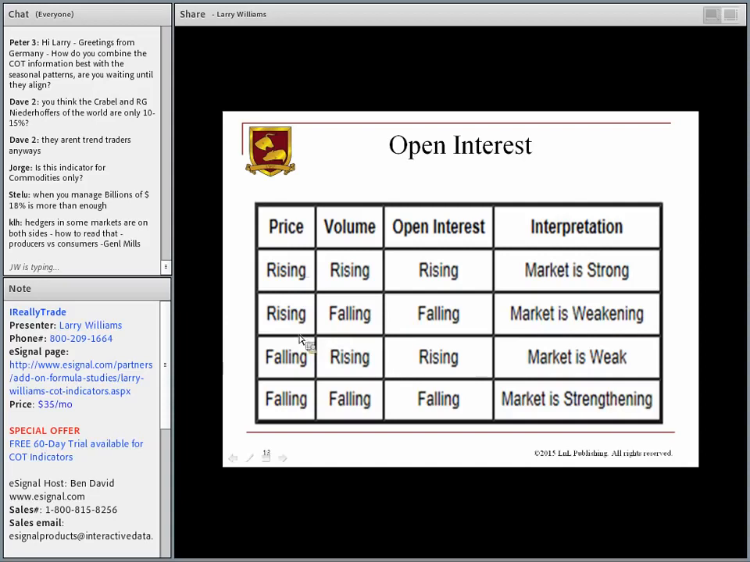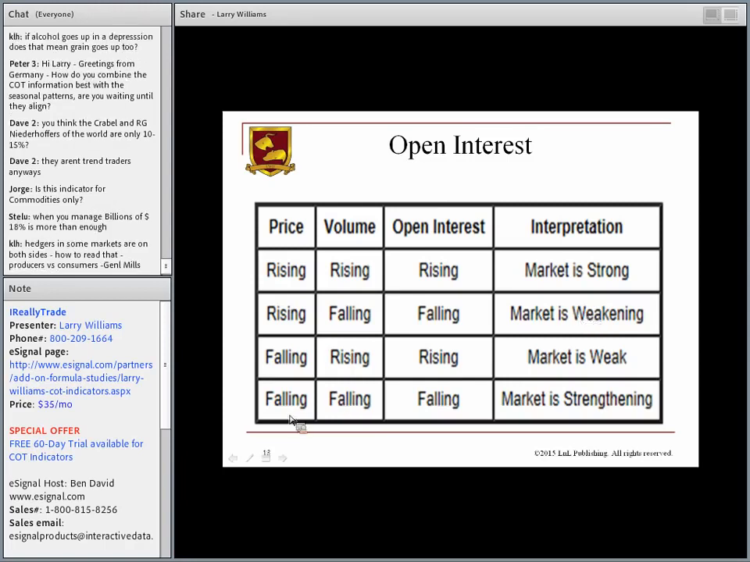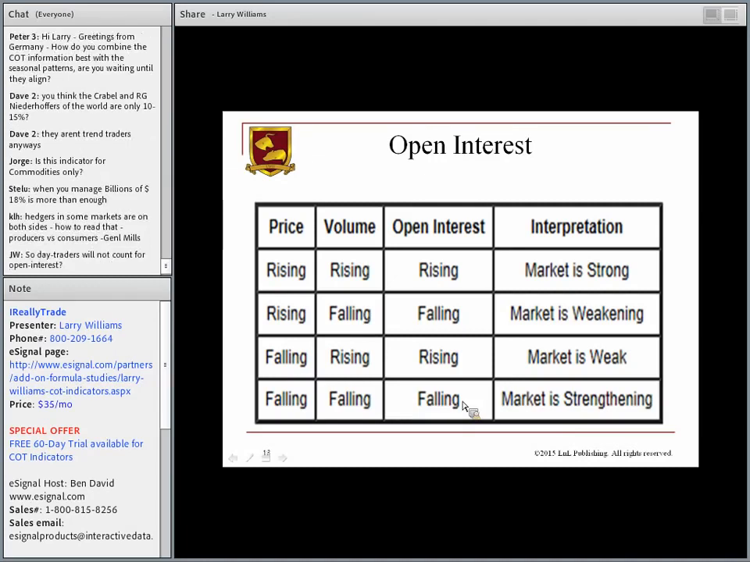If price is rising, volume is falling, open interest is falling, they say it's weakening. Occasionally, and they say the market is strengthening. If price is down, volume is down, and open interest is down, they think the market is getting stronger. Occasionally, but this has been in every book written about open interest. This is not really correct. It's not nearly enough information. It's a little more complex than that.